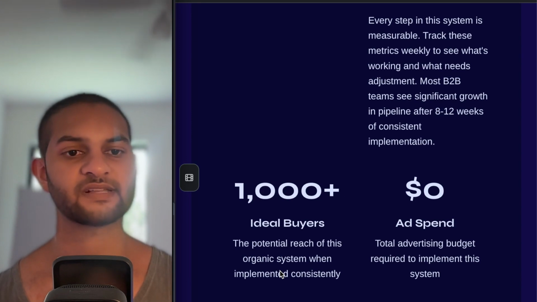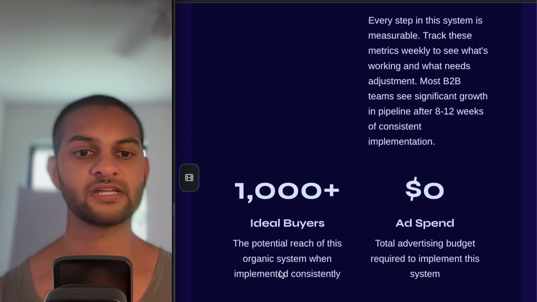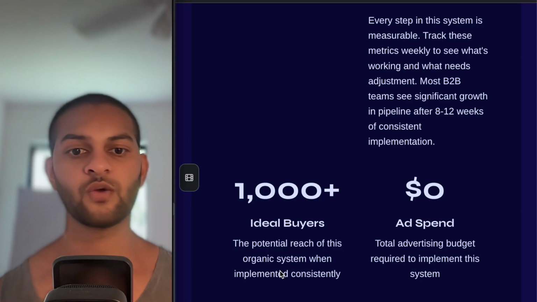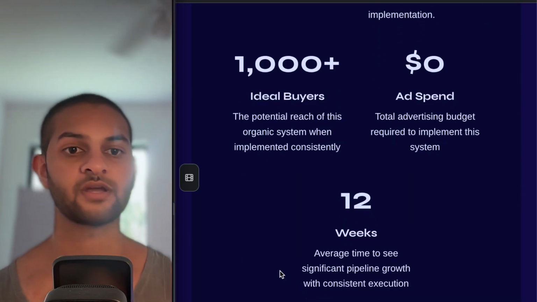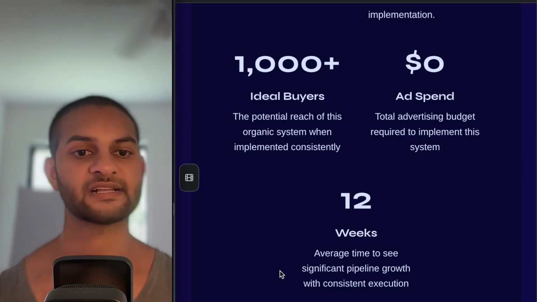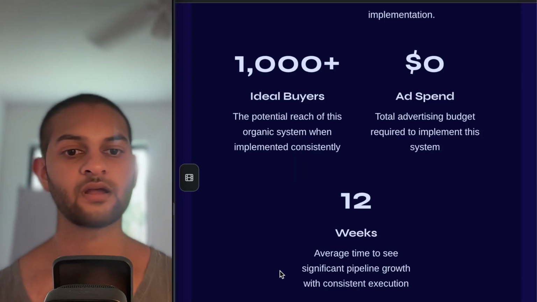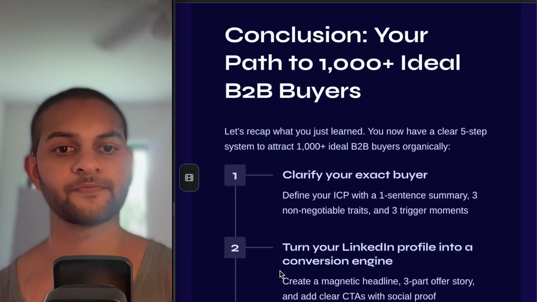Most B2B teams see significant growth in pipeline after 8 to 12 weeks of consistent implementation. 1,000 plus ideal buyers is the potential reach of this organic system when implemented consistently. $0 is the ad spend, the total advertising budget required to implement this system. And 12 is the weeks, the average time to see significant pipeline growth with consistent execution.